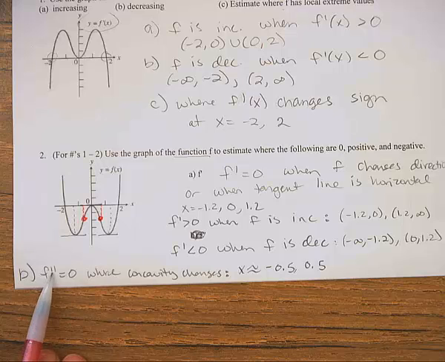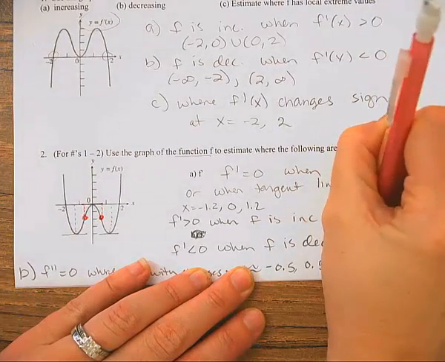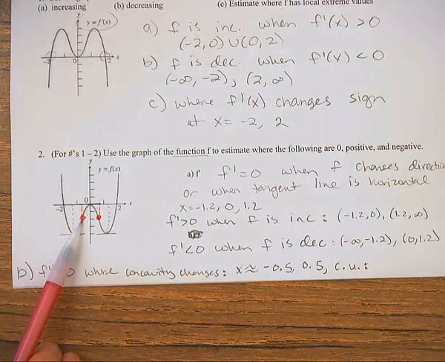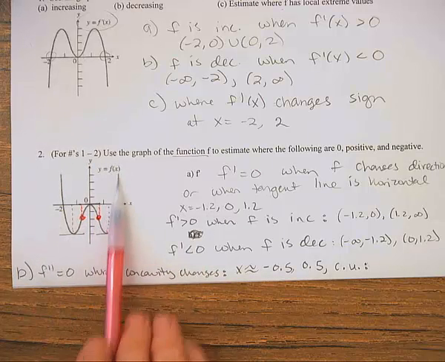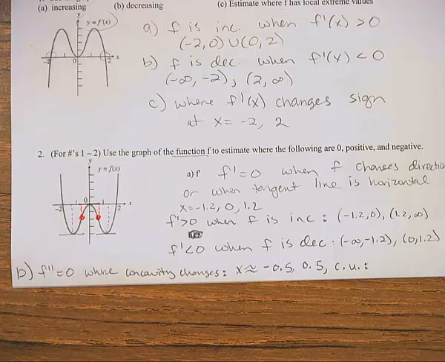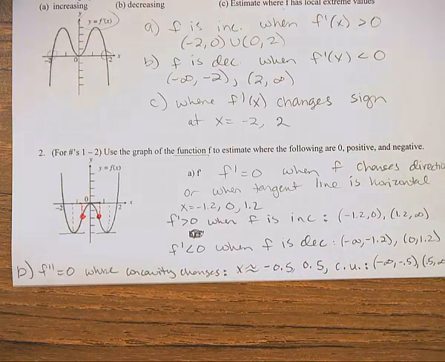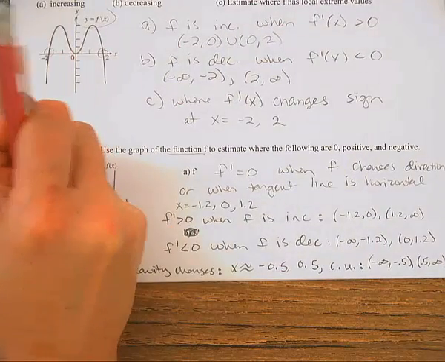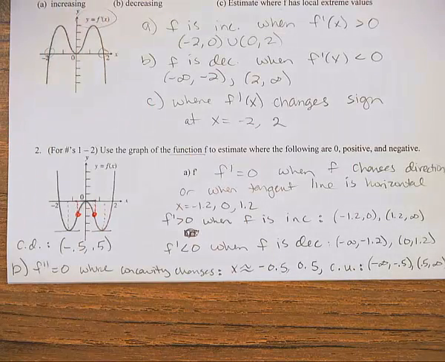Then the second derivative is positive when the original function is concave up. So it's going to be concave up from negative infinity to that first inflection point, negative 0.5, and also from 0.5 to infinity. So the right side and the left side were basically both concave up. And then it's going to be concave down when it's opening down, and that was between the two inflection points. So it's going to be concave down between negative 0.5 and 0.5.